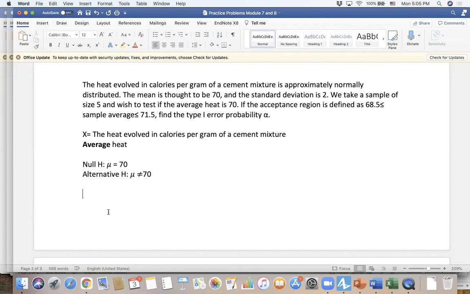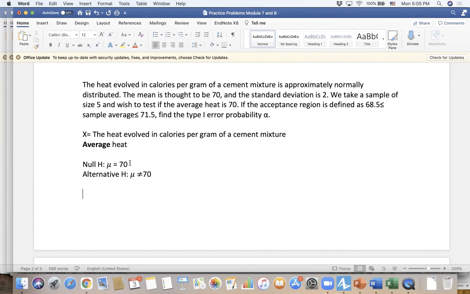Standard deviation. What is standard deviation? Sample standard deviation or population standard deviation? The sample, or no, it's the population.